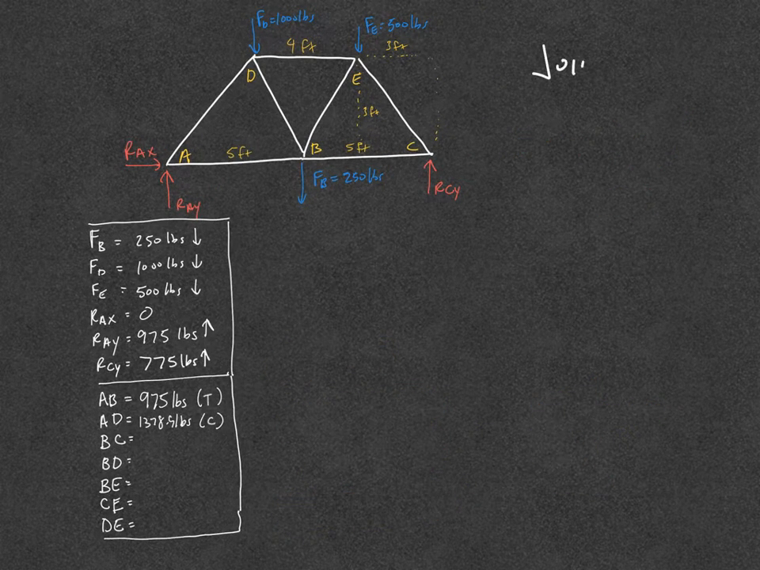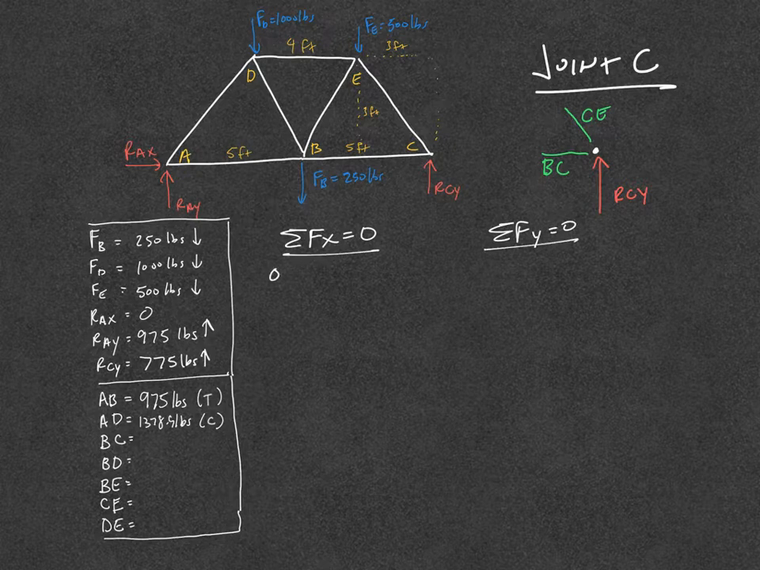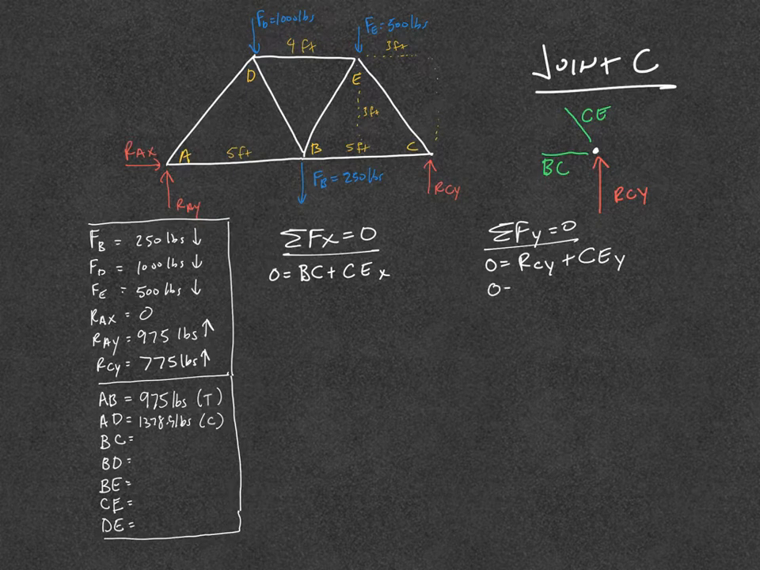Moving on to our next joint, I'm going to select joint C, which has my other known reaction force, RCY. I have two unknowns here, BC and CE. I'm going to sum my forces in the X, sum my forces in the Y. Just list out what my X forces are, BC and CEX. List out my Y forces, RCY and CEY. I have only one unknown, one known there. So solve for that. CEY is going to be negative 775.